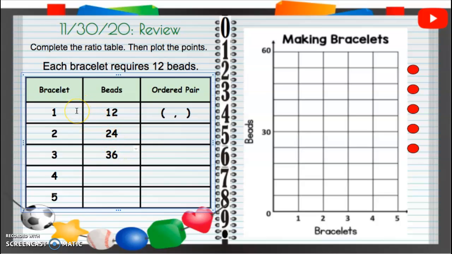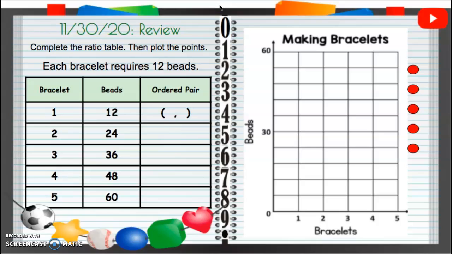Or you can take a look and you can say, oh, we're going from 1 to 12, we're multiplying by 12. 2 times 12, 24. 3 bracelets each requiring 12 beads, so 3 times 12, 36. 4 times 12, 48. 5 times 12, 60.